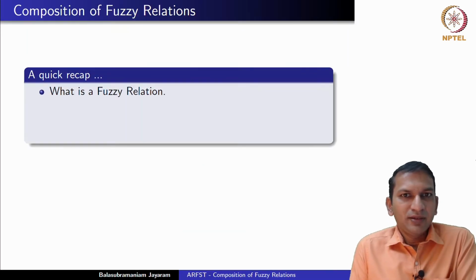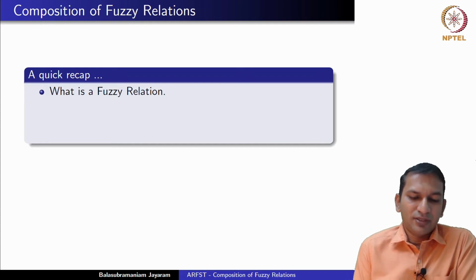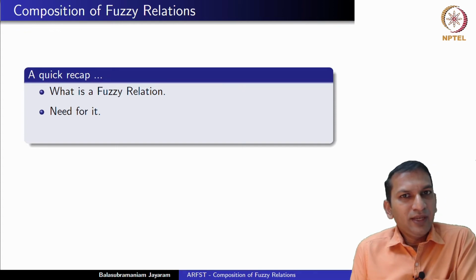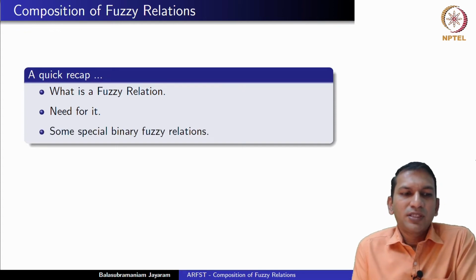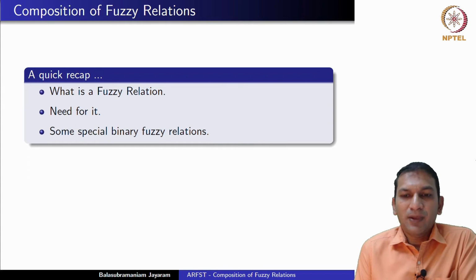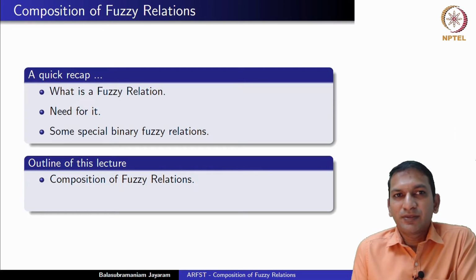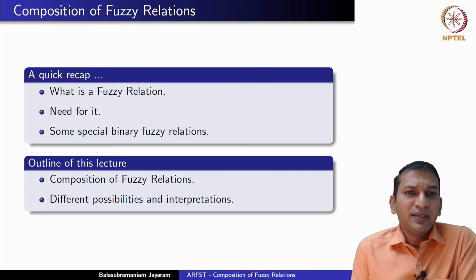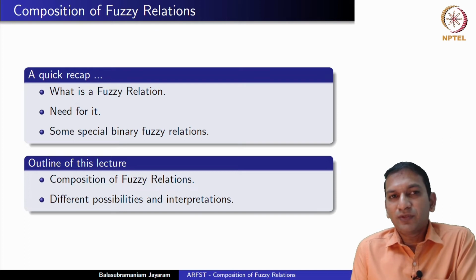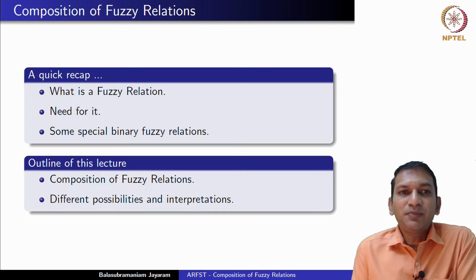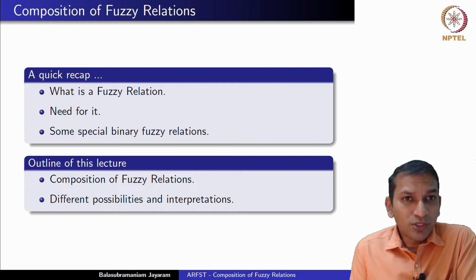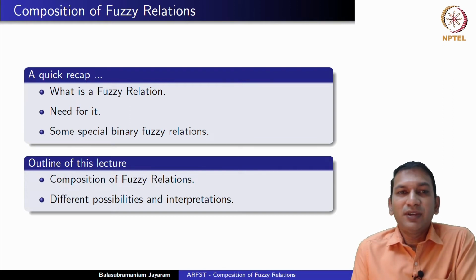In the last lecture, we looked at and had a gentle introduction to fuzzy relations. We looked at the need for it and also saw some special binary fuzzy relations. In this lecture, we will look at compositions of fuzzy relations. Specifically, we will see that when we move from the classical relations to the fuzzy relations, there are different possibilities and we could interpret them differently when it comes to composing fuzzy relations.